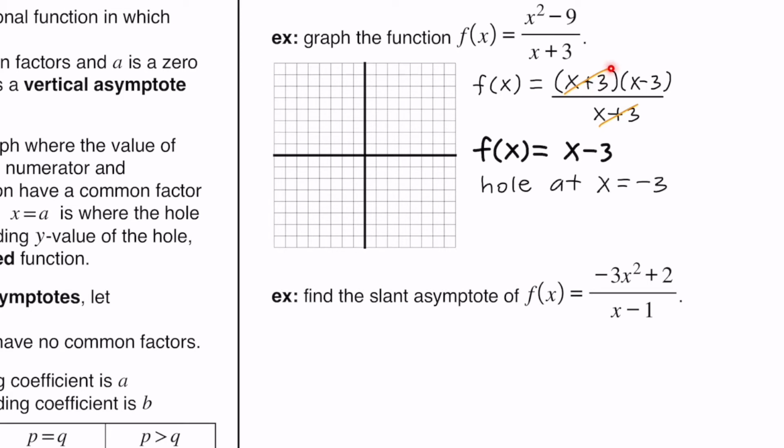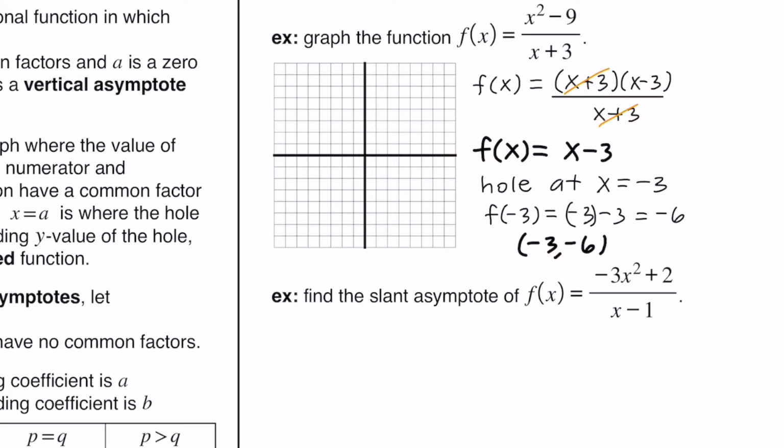If you had a problem where the factor that canceled was x minus 3, that would make the hole at x equals positive 3. So again, if you take the factor that cancels and set equal to 0 and solve, that will give you the x value of the hole. And then we'll take this value, plug it in, and you get negative 3 minus 3. So the y value is negative 6, and that means the hole is going to be at negative 3, negative 6. All right, I'm going to go back to this function, and we're going to graph it.